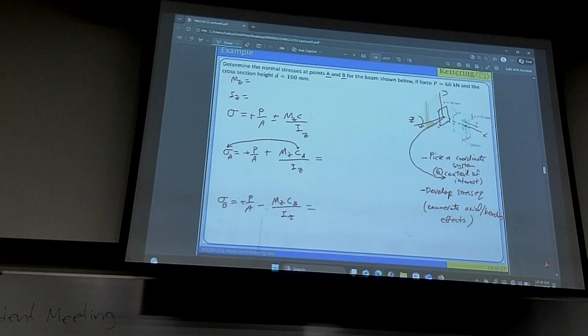For IZ, okay, go for it. 1 over 12 times base times height, one of them cubed. Thank you so much for saying it like that. And in the next example, you prove that this way of saying it is the best. So base and height, and one of them is cubed. Which one is cubed?